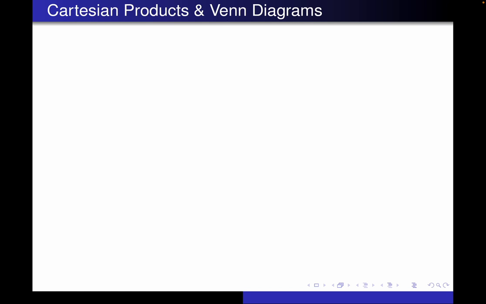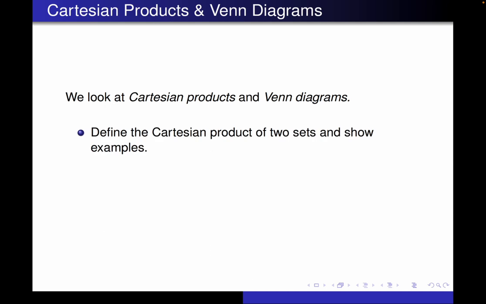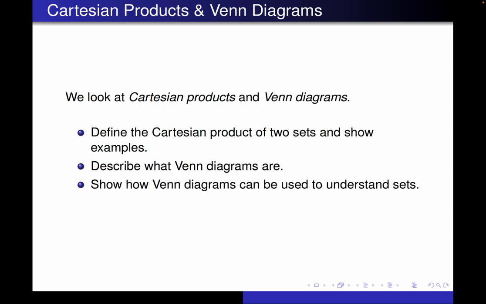Now we're going to move on to two concepts that will be helpful in studying sets, and those are Cartesian products and Venn diagrams. First thing we're going to do is define what the Cartesian product of two sets is and show some examples. We're going to describe what Venn diagrams are, and then we're going to show how to use Venn diagrams to understand sets.